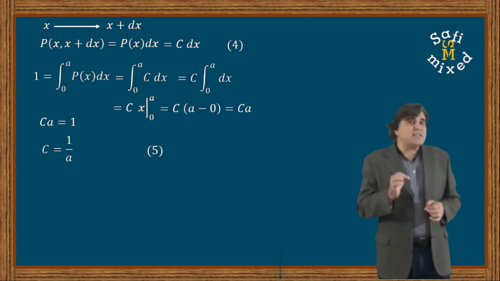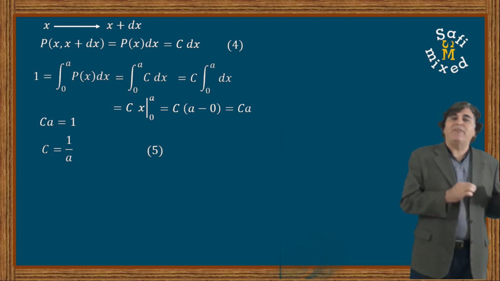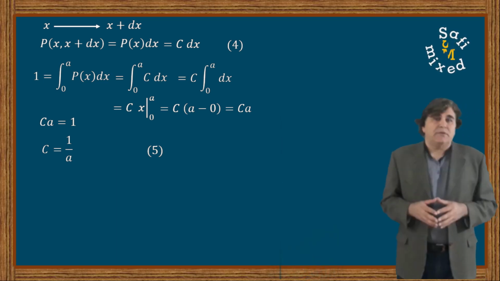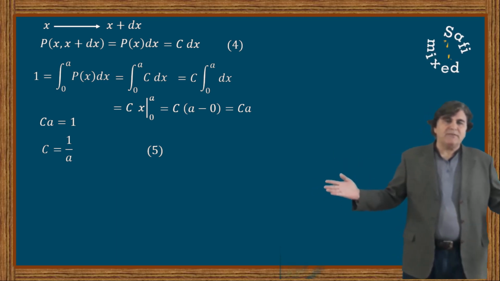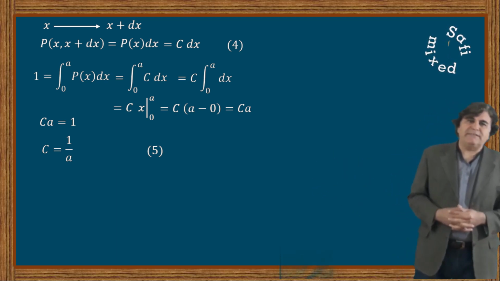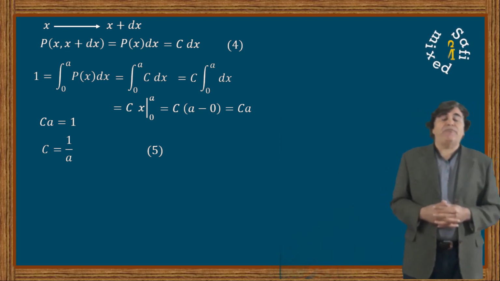That is, the constant probability is inversely proportional to the width of the well, and that's obviously intuitively correct. The longer the width, the lesser the probability. So the probability is inversely proportional to the width of the well.